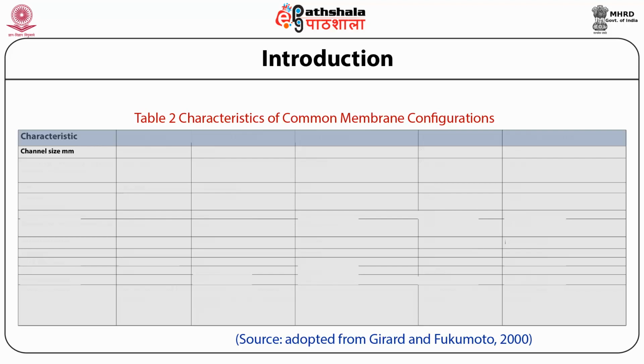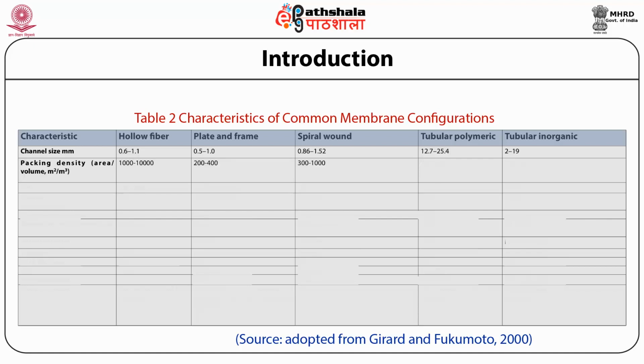If we see comparatively, first the channel size in mm. Hollow fiber has 0.6 to 1.1 mm, plate and frame has 0.5 to 1 mm, spiral wound has 0.86 to 1.52, while tubular based on polymeric has 12.7 to 25.4 mm, and tubular in inorganic, that is the mineral membranes, has 2 to 19 mm. Packing density for hollow fiber is 1000 to 10,000 meter square per meter cube, plate and frame 200 to 400, spiral wound 300 to 1000, and for tubulars it ranges from 100 to 300.